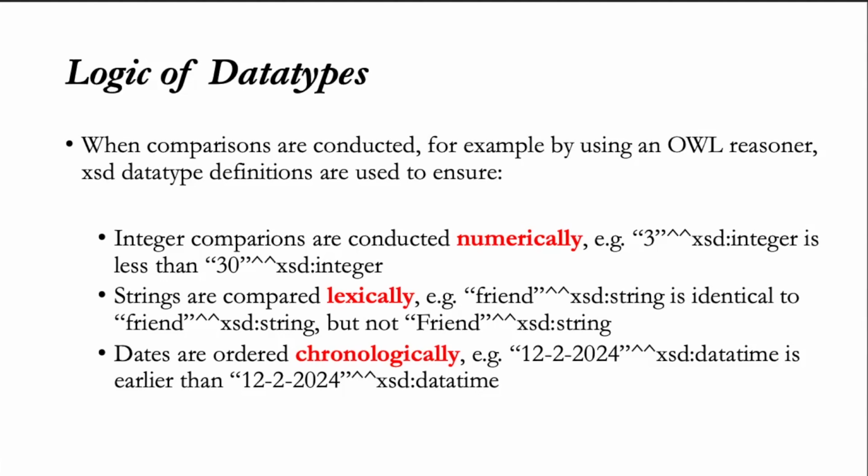So why am I pointing this out? Well, why would you represent this in your ontology if it's already built into the background logic? Spoiler, you wouldn't. Just leverage the logic. Dates are ordered chronologically. For example, 12/2/2023, as we can all agree, is before 12/2/2024.